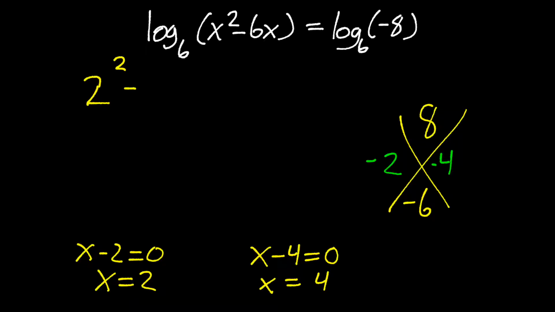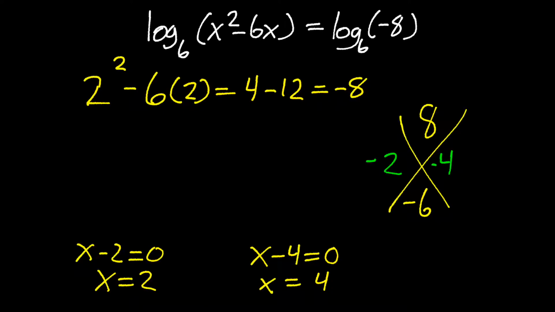minus 6, whoops, hit the wrong button. So 2 squared minus 6 times 2, that's going to be 4 minus 12, which equals negative 8. Exactly what we wanted for over here. So 2 works out as an answer.